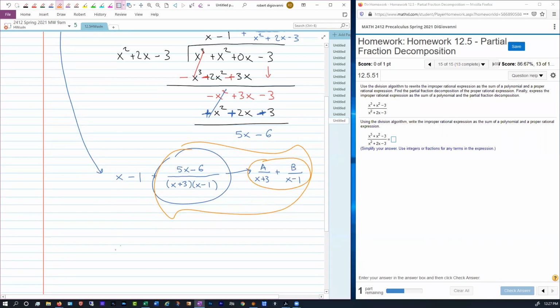But don't forget, your final answer will be x minus 1 plus whatever you get for a over x plus 3 plus whatever you get for b over x minus 1. So you have to do this part, but then you have to remember that these two parts came from the long division, so that's part of your answer. I'll leave those to you. I think you can handle it. And if not, at least you'll have questions for me. All right, hope this helped.